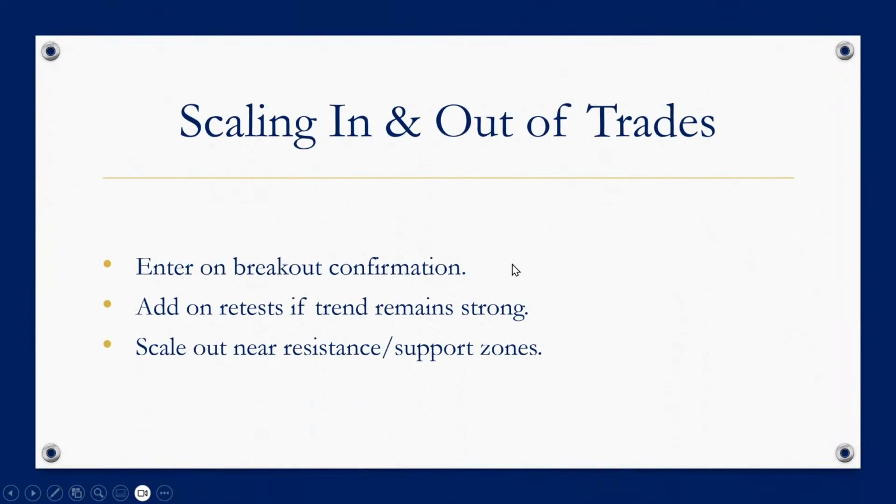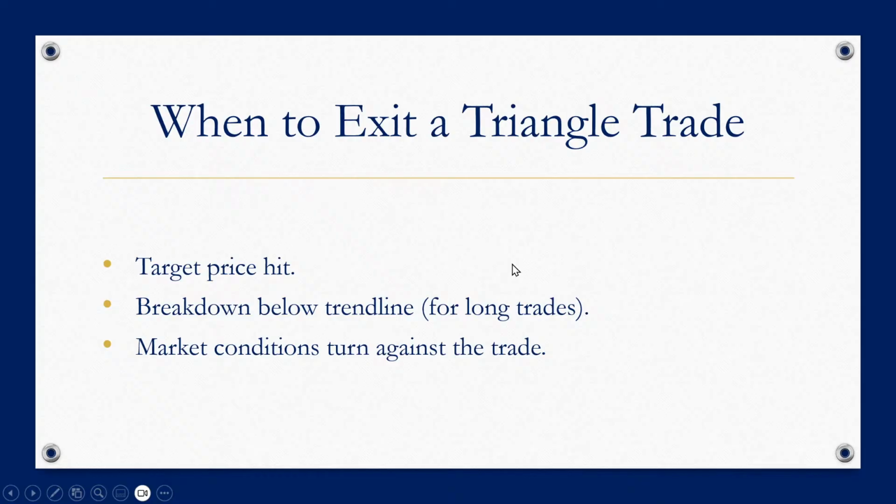Okay, talked a little bit about scaling in and scaling out. Scaling in allows you to add to winning trades, while scaling out helps secure profits. Enter on the breakout, add on successful retests, and exit at key levels to maximize returns, and then smartly manage the balance. At the very least, raise your stop to your cost basis. If you want to go a little tighter, don't give back more than half of the balance. I think those are a couple of good rules of thumb.